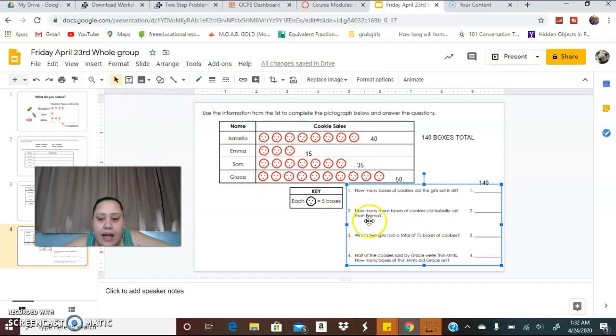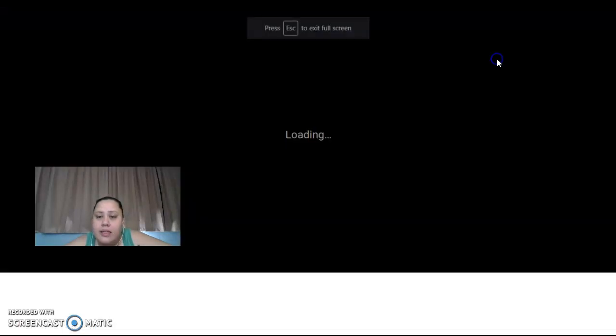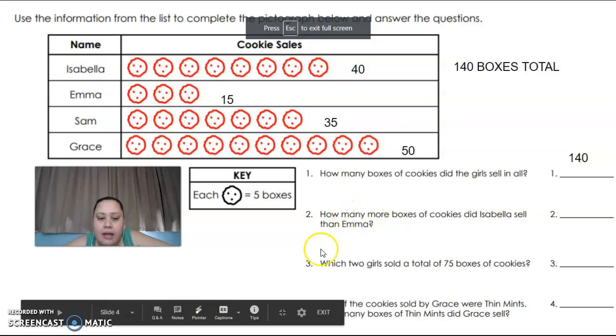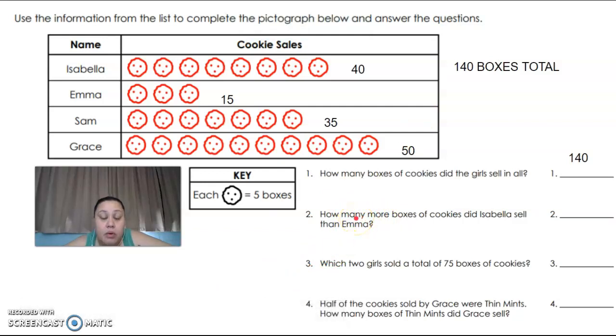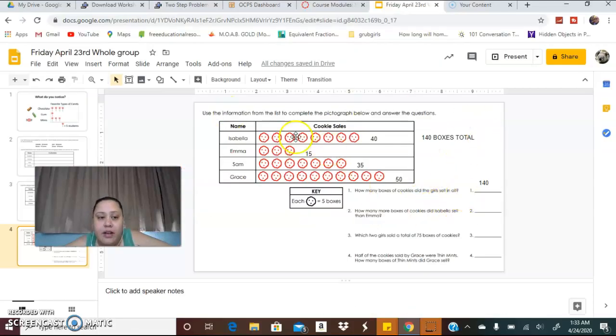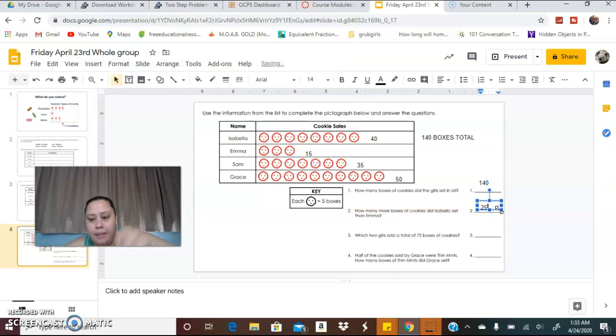How many more boxes of cookies did Isabella sell than Emma? Okay, the key word in that is many more. You guys have been doing word problems all year. Many more is a key word for subtraction. We're comparing Isabella to Emma, so we're comparing 40 to 15. Knowing your subtraction strategies, the larger number comes first. 40 minus 15 will get you 25. So we're going to go ahead and put 25 here, right in the box. Bam, bam.